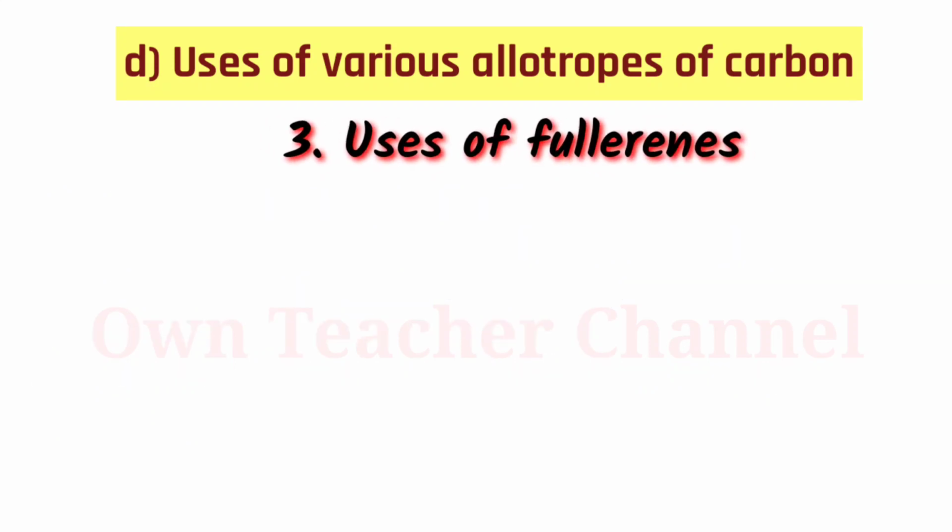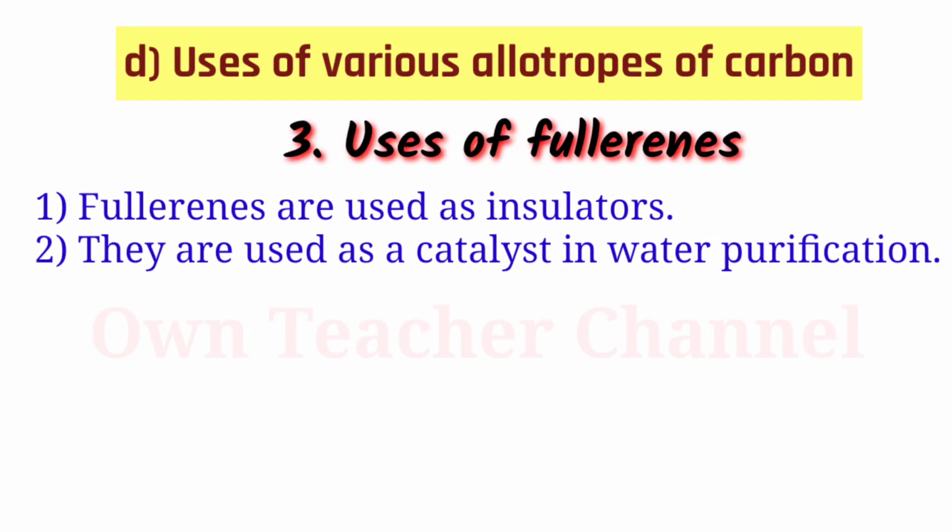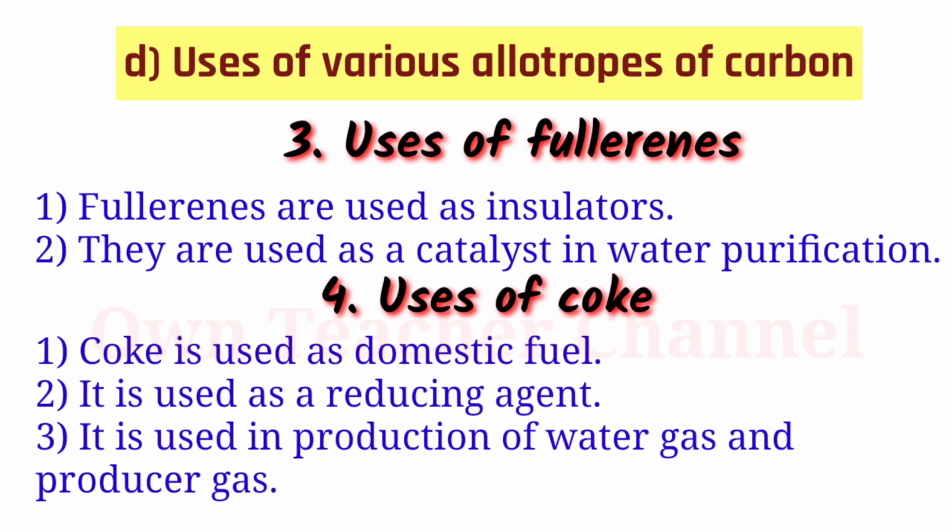Uses of fullerenes. Fullerenes are used in insulators. They are used as a catalyst in water purification. Uses of coke. Coke is used as domestic fuel. It is used as a reducing agent. It is used in production of water gas and producer gas.